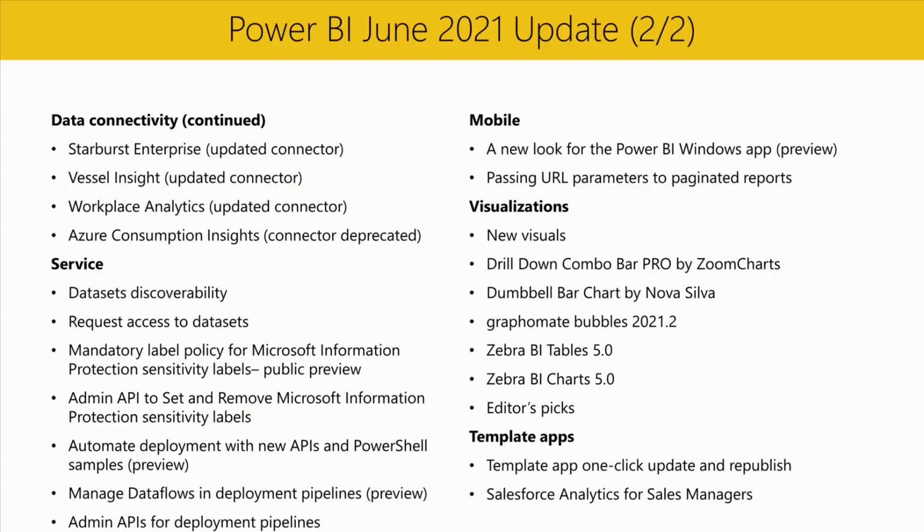Data flows can now also be managed inside deployment pipelines. Data flows will have similar capabilities as other items managed in deployment pipelines, including detecting and highlighting updates, deploying data flows across different stages of the pipeline, automatically binding connected datasets to their respective data flows upon deployment, and setting rules for data flows.